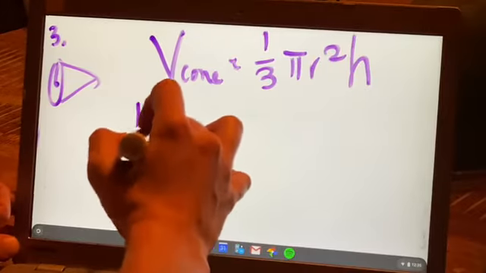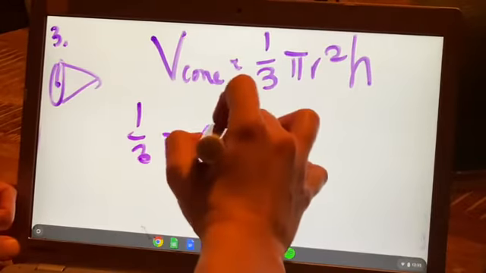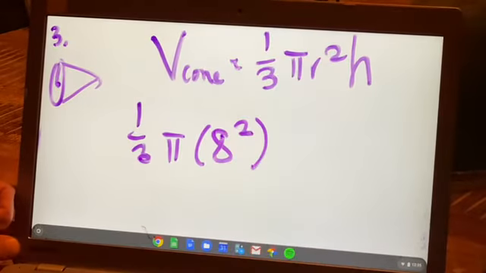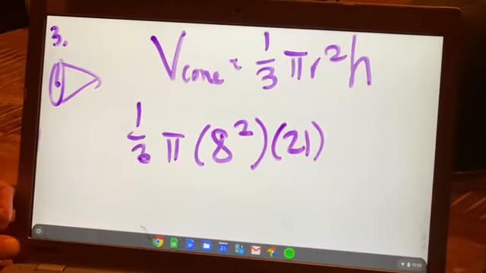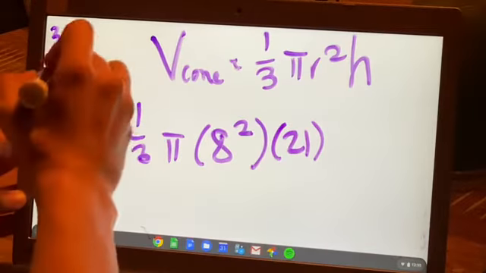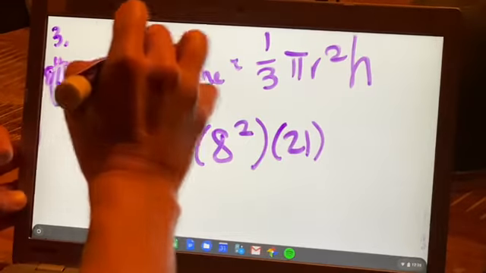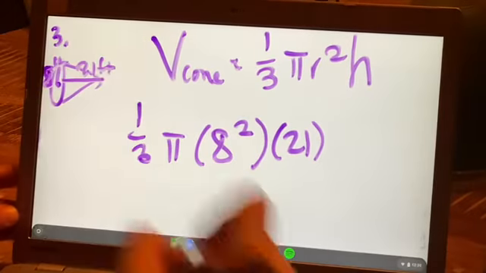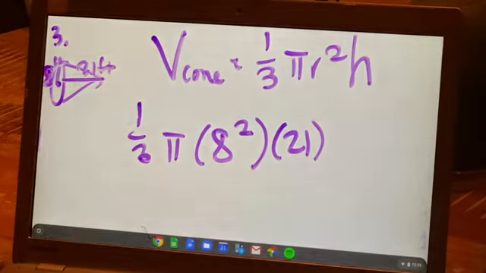We have 1/3 times pi times, they have the radius is 8, so 8 squared times the height. The height is 21. I'm just getting this from the figure that they give you. It says 8 feet, and then it says 21 feet. You probably can't read my writing on here, but you can follow along on the PDF that I sent you on Monday if you want to look at the worksheet while we're doing this.